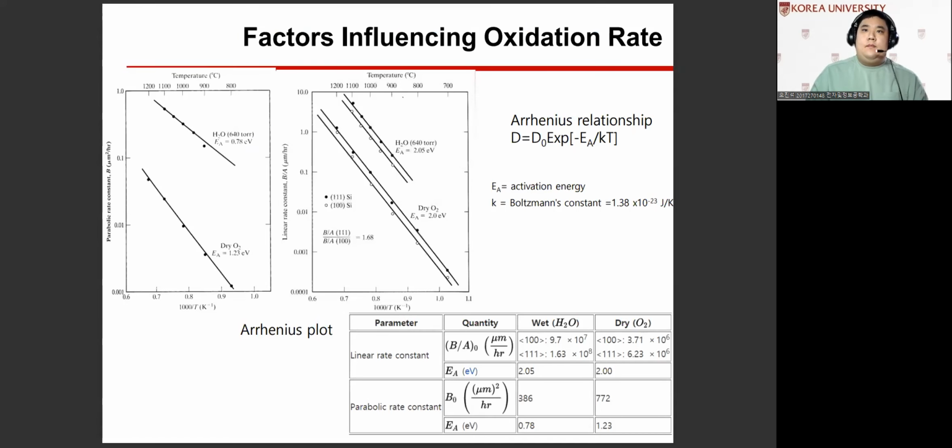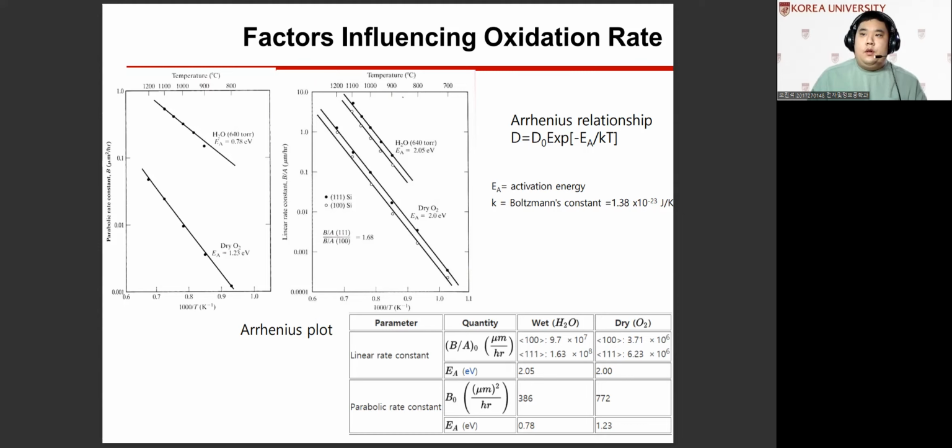There are some factors that influence the oxidation rate. One is dry and wet oxidation with the temperatures. The higher the temperature, the faster the rate of oxidation. And even the ambient pressure and the substrate dopings and so on also influence the rate of oxidation.